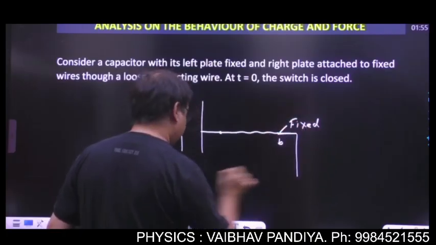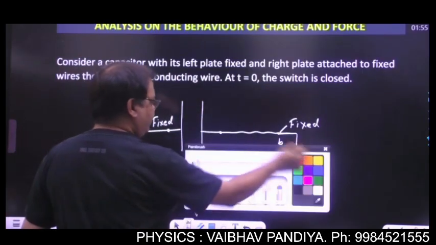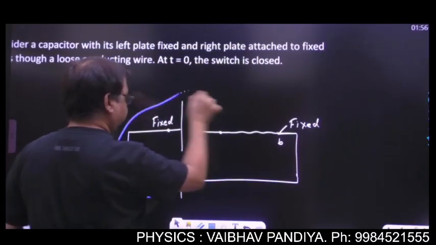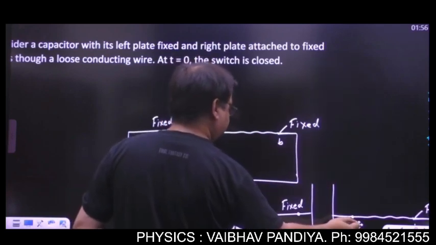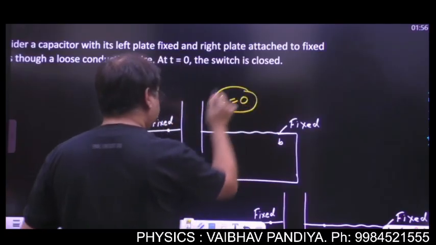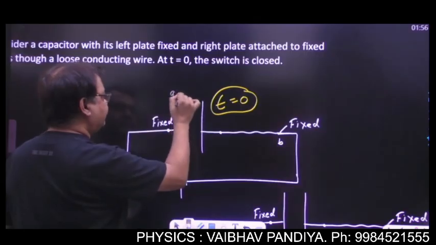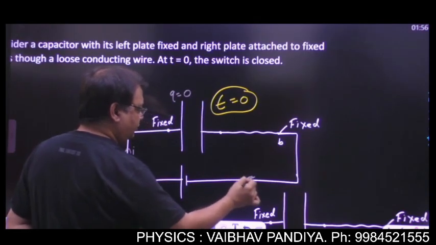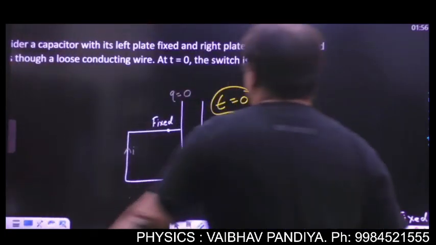Say something like this, and say at t equal to 0, the charging begins. So of course we know from the fundamentals we have seen in the basic lecture, at t equal to 0 there will be no charge on the capacitor, and of course there will be a current in the circuit. Already we have seen all these details in the topic of the charging of the capacitor.